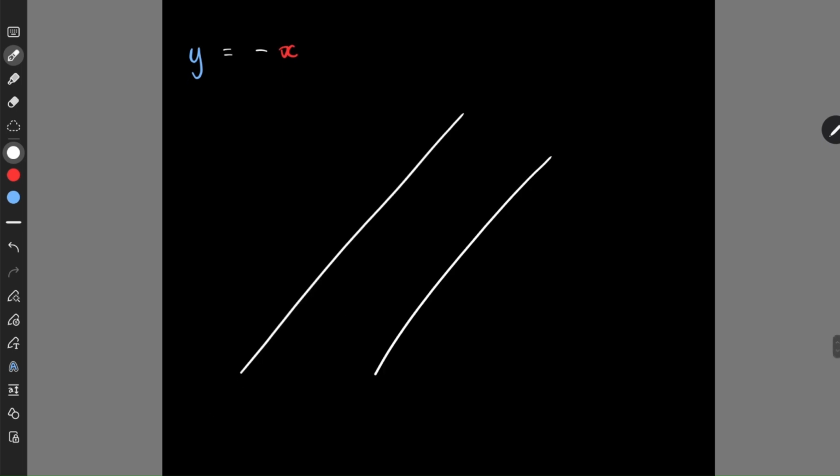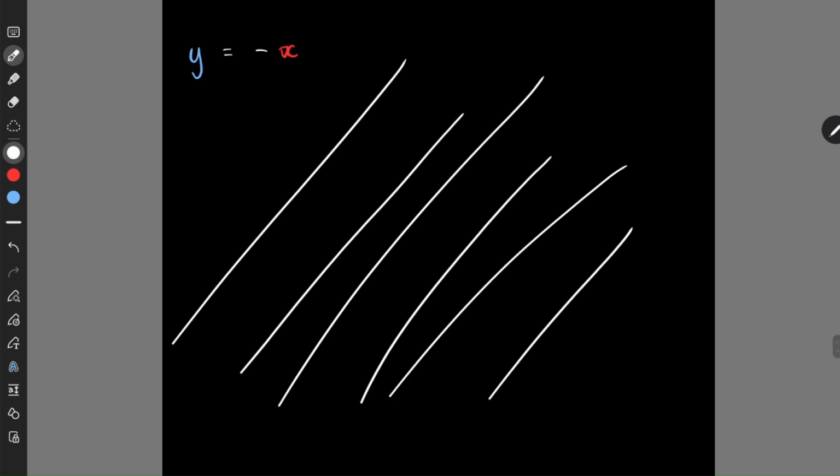y is equal to negative x. So what we immediately notice is that based on the trick I told you, we're adding 0. So in this case, it's just going to go straight through the origin. But all the graphs that you guys have seen so far have all been going in that general direction, right? They've all been going like that. But in this case, because of this negative that we have over here, the graph is actually going to go downwards.